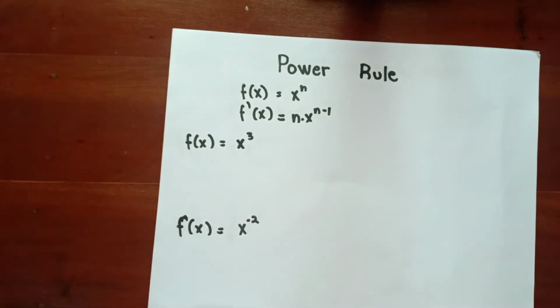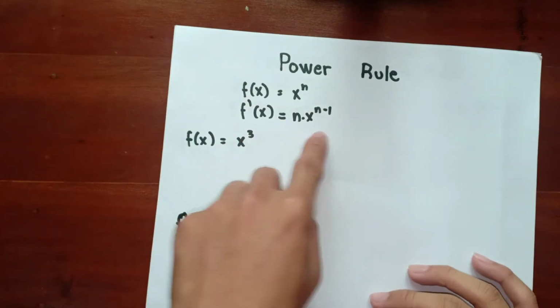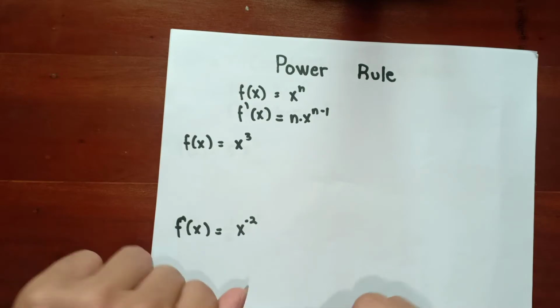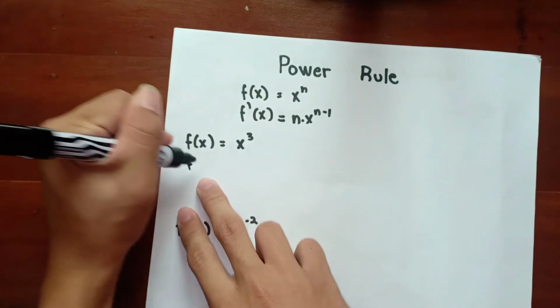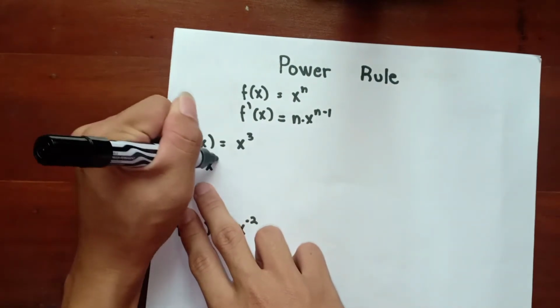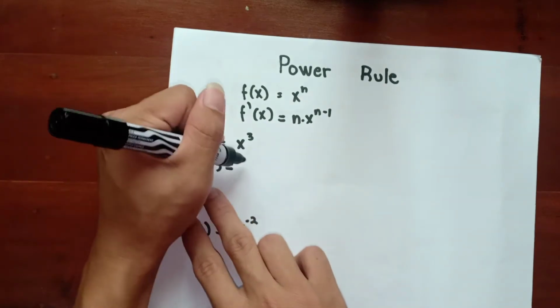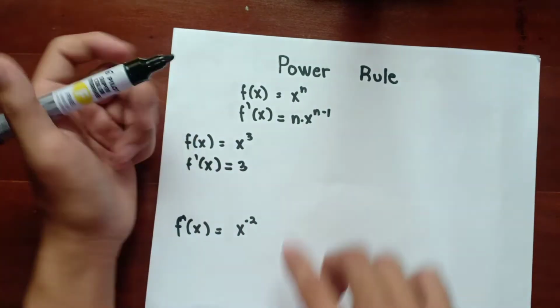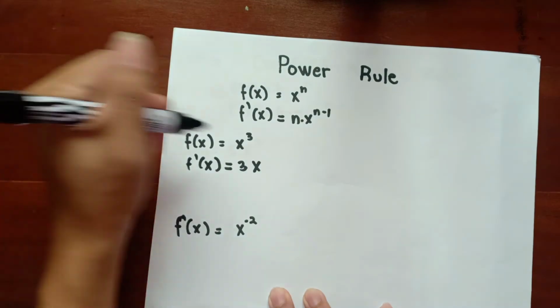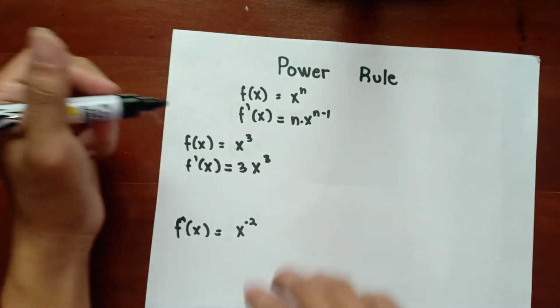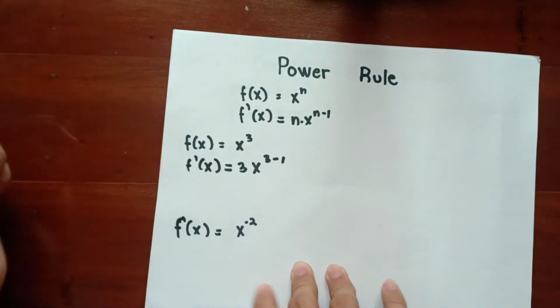First, f of x is equal to x raised to cube. So how to differentiate this? So we're gonna follow this rule. So we're gonna put first f prime of x is equal to, bring down 3, which is represented by n, and copy x and copy the n subtracted by 1.